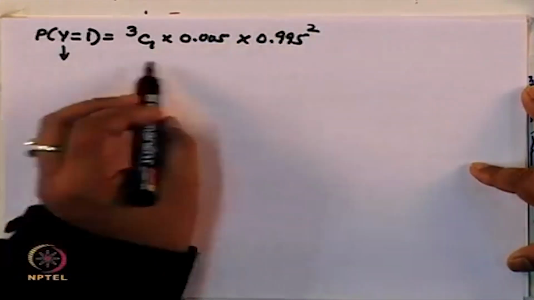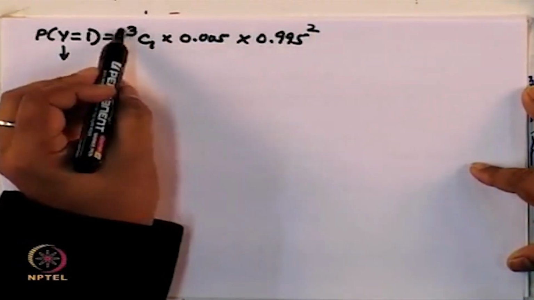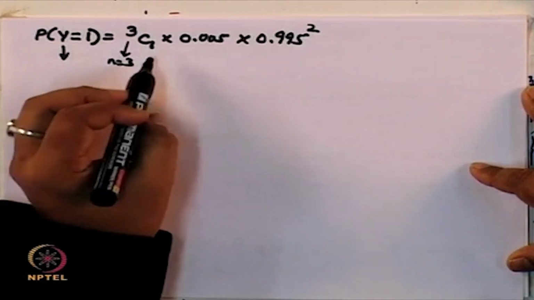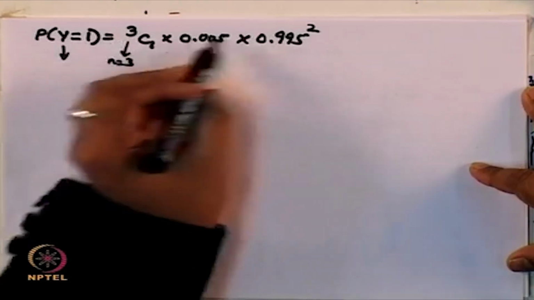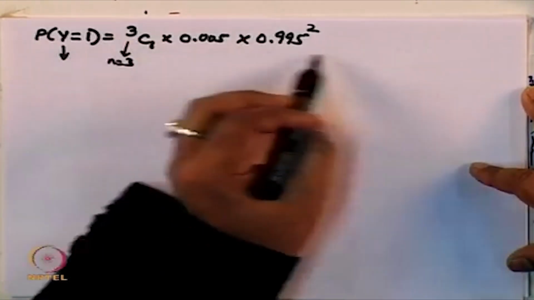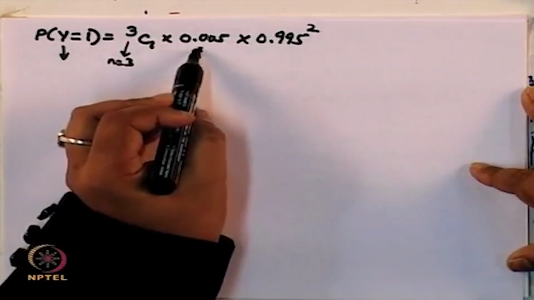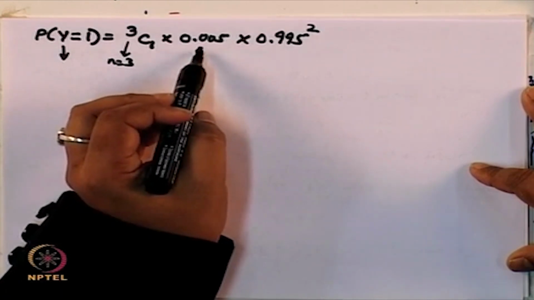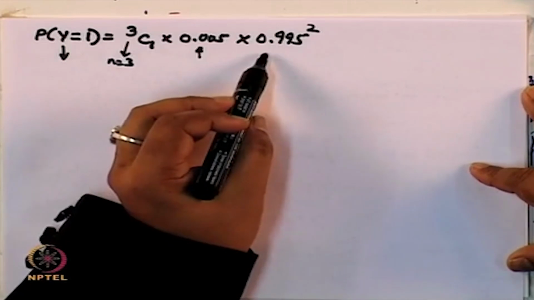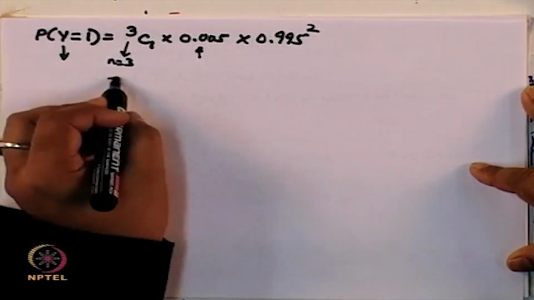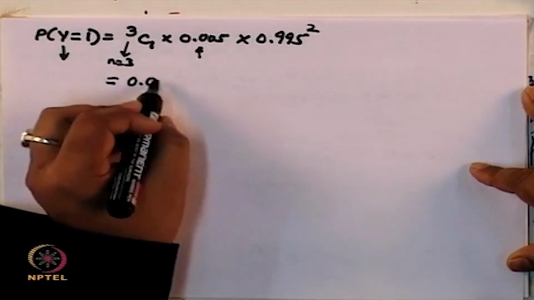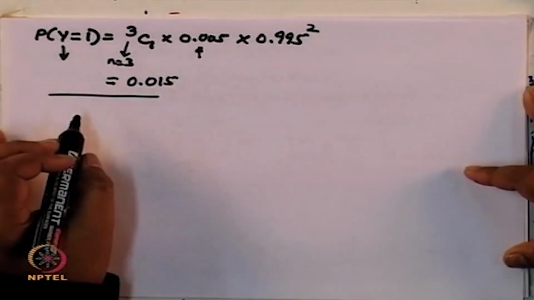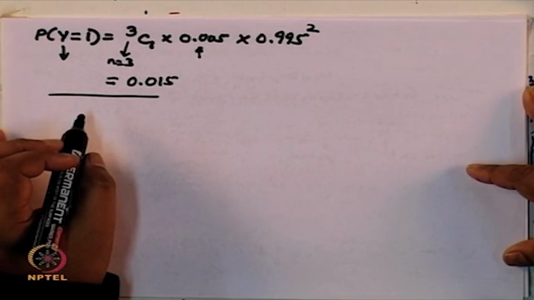Okay. So, this is how you do it. n equal to 3 at the package level, 1 is defective, you can have 3 different combinations, and then this is the probability of the package being returned, which is 0.005, and then this is 1 minus 0.005. Okay. So, this will give you a value of 0.015. So, from 3 packages, the probability of returning 1 is nearly 1.5%.